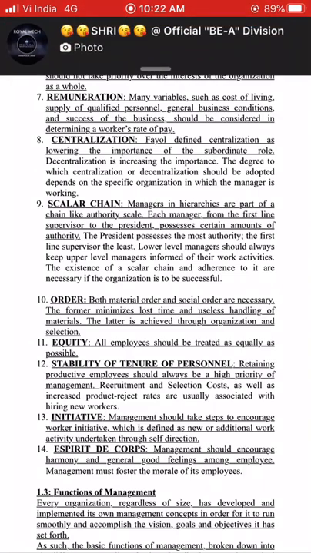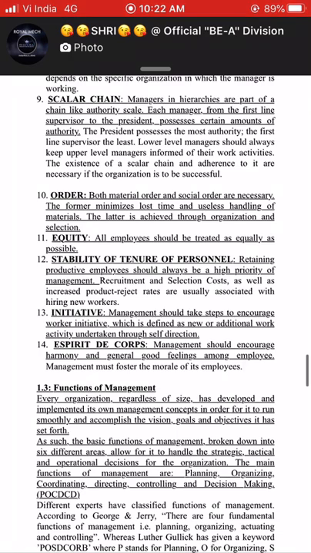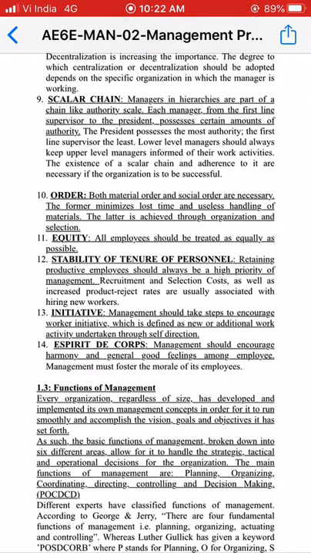Then the 10th principle, which is given by Henry Fayol, is what? Both material order and social order are necessary. Order, okay, it is about order. So material order and social order should be necessary.